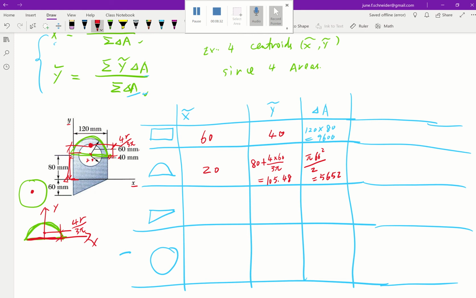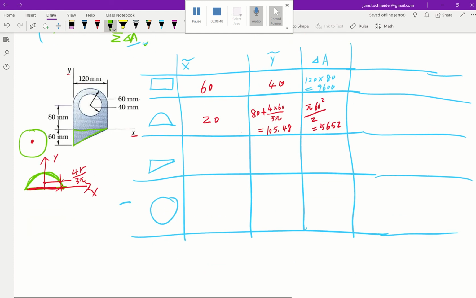Okay, now move to our third shape, which is going to be our triangle. Now, triangle is another thing I wanted to talk about. For a triangle, where is the centroid? For the right triangle, based on intuition, you know it's going to be somewhere here. And how far is that? It is going to be 1/3.